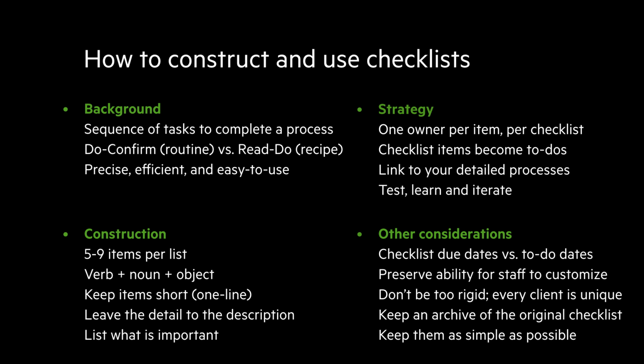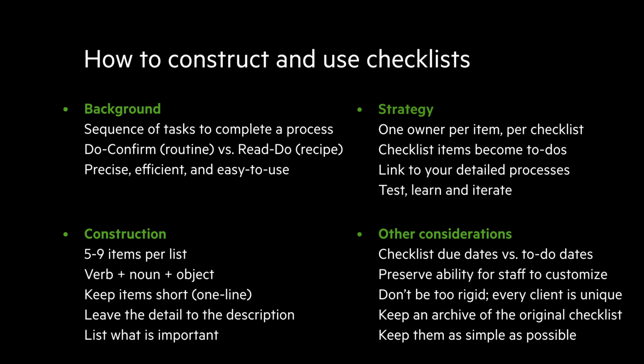The strategy, again, we talked about, I can't impress this enough on folks. It's one owner per item per checklist. So ensure that that's the case. Your checklist items are essentially your to-dos. You've got to link to your process. And these checklists need to be flexible, and we're going to say it here in a second. And you constantly need to be improving them and updating them, and then from those updates, being able to leverage them across what you do over your firm.